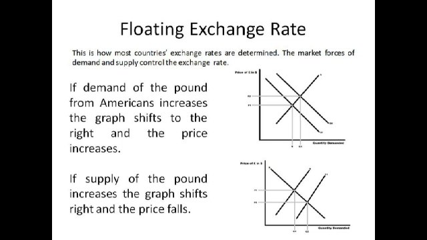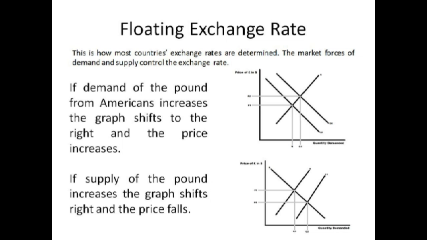First we're going to talk about changes of demand. So if demand for the pound from Americans increased, so for example if loads of Americans came on holiday to England, the graph will shift to the right and the price will increase. So it will go from D1 to D2, which is an extension of the supply curve, and so the price moves up from P1 to P2.